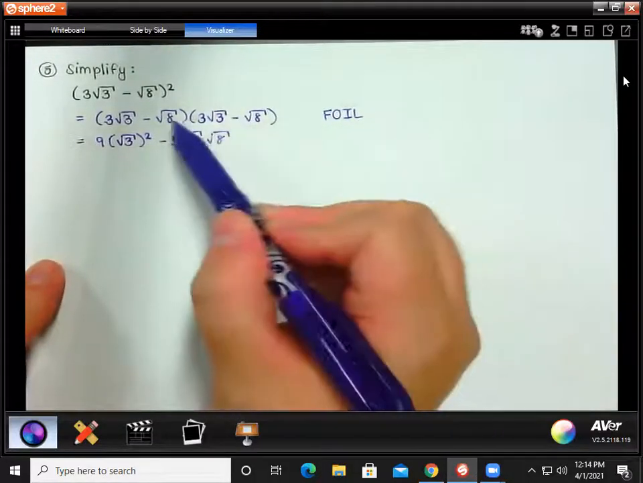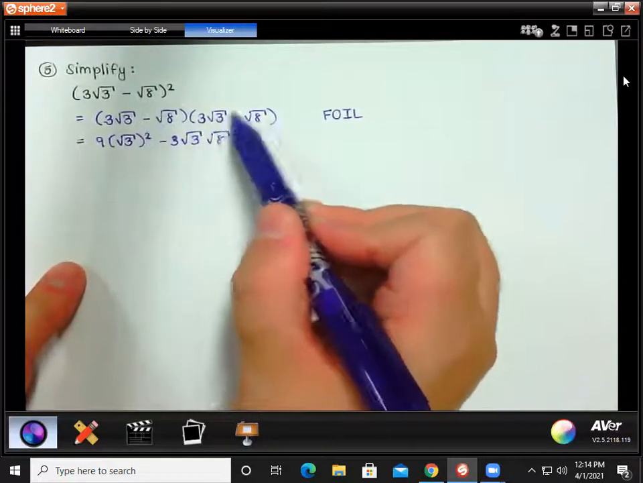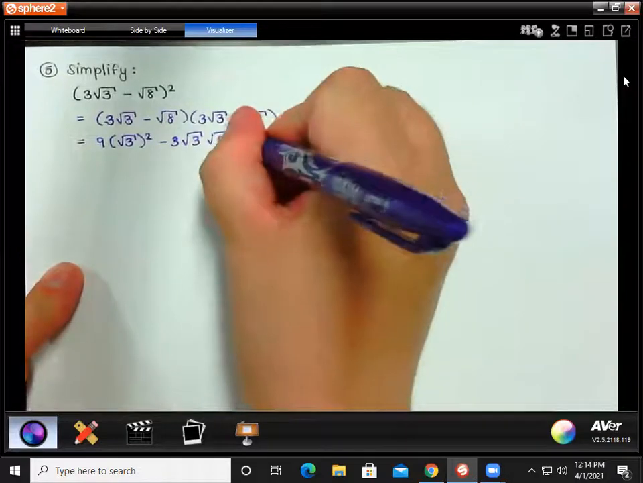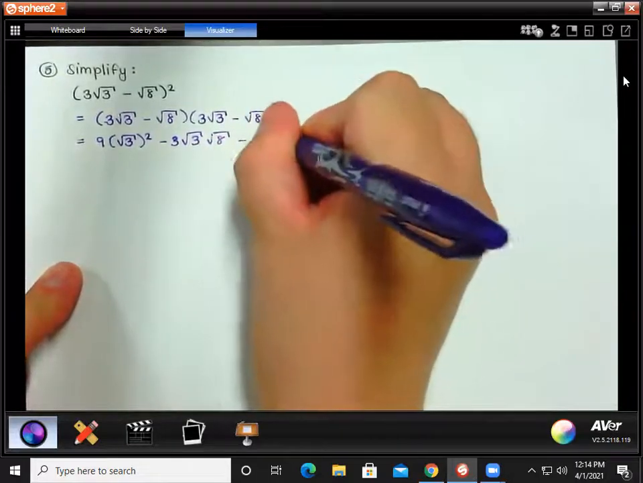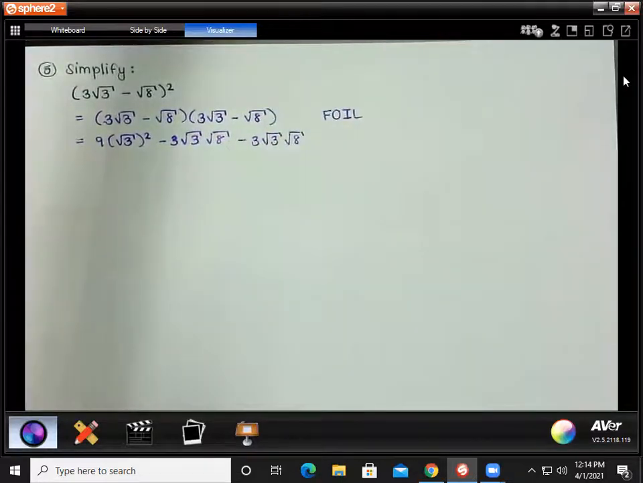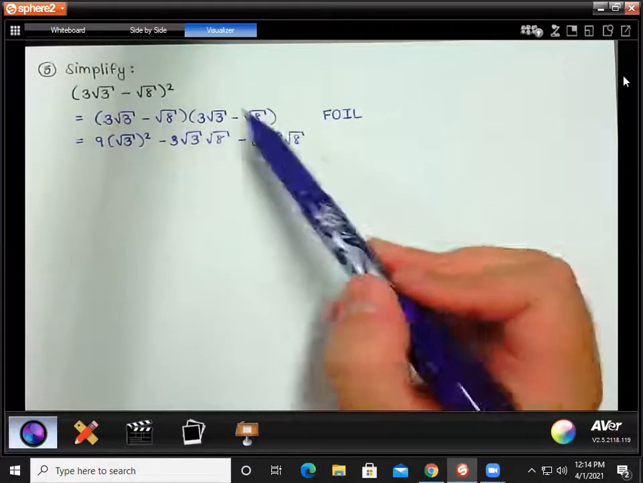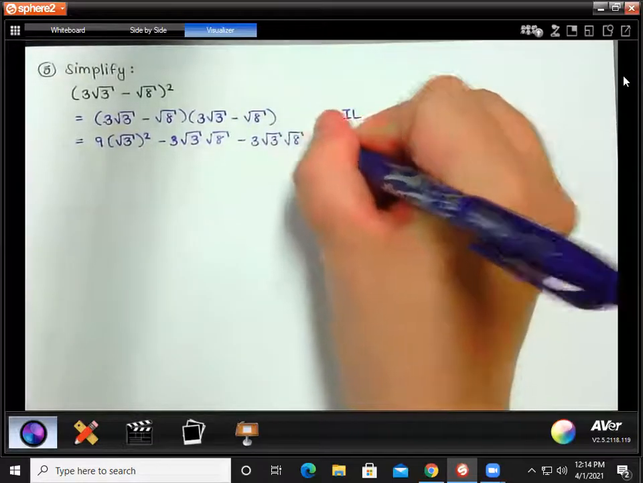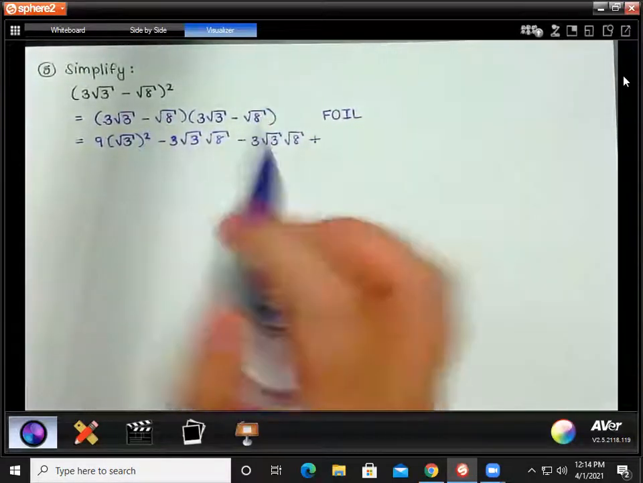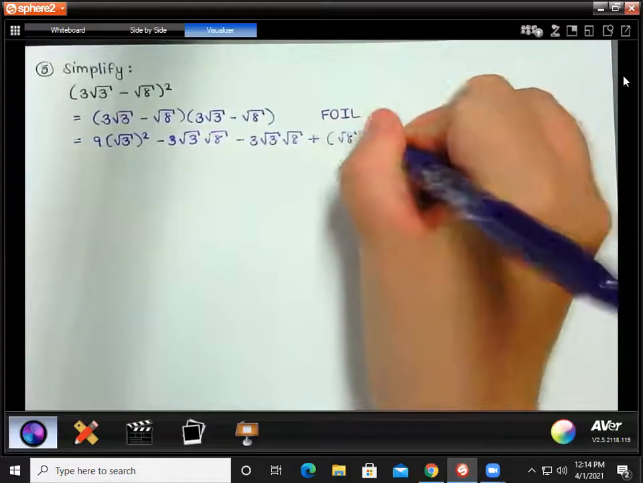If we now do the inners, do we see we're going to get the same thing? Negative 3 root 3 times root 8. I'm just going to write that again. You could obviously put those in brackets if you wanted to, right? Just in case you're worried that you'll get confused there. And now we need to do the lasts. So a negative times a negative is a positive, and root 8 times root 8 is root 8 squared.